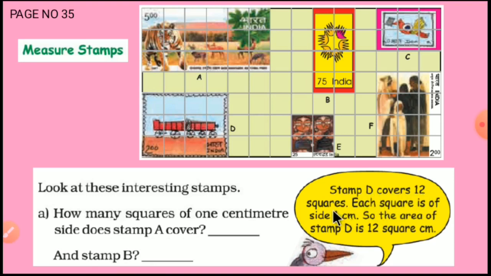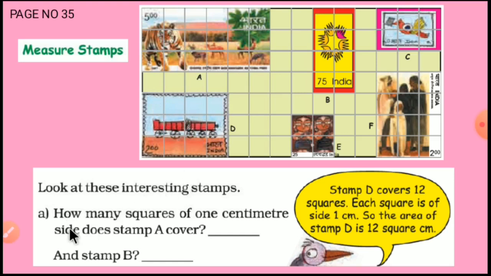Stamp D covers 12 squares. Each square is of side 1 centimeter. Here there is stamp D. It covers 12 squares and each square is of side 1 centimeter. So the area of stamp D is 12 square centimeter. Why? Because it requires 12 squares and each square is of side 1 centimeter. That is why the area of D is 12 square centimeter.